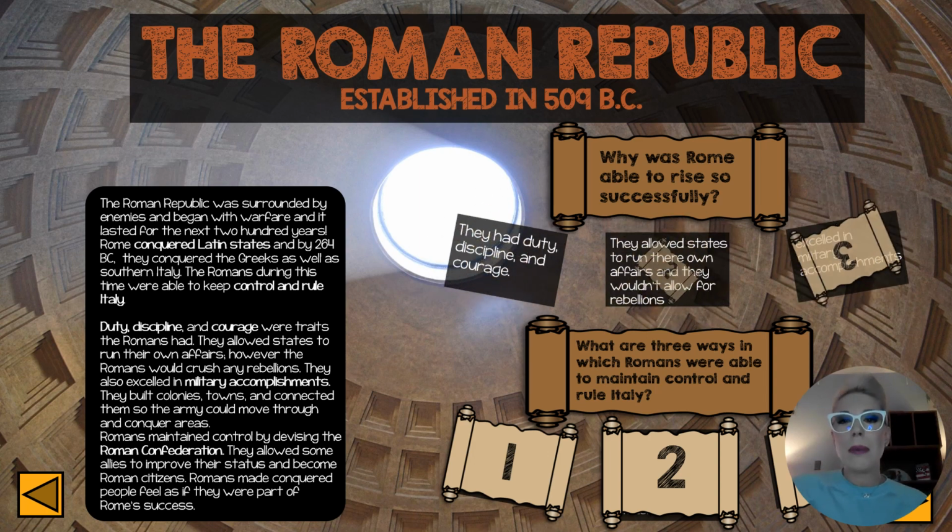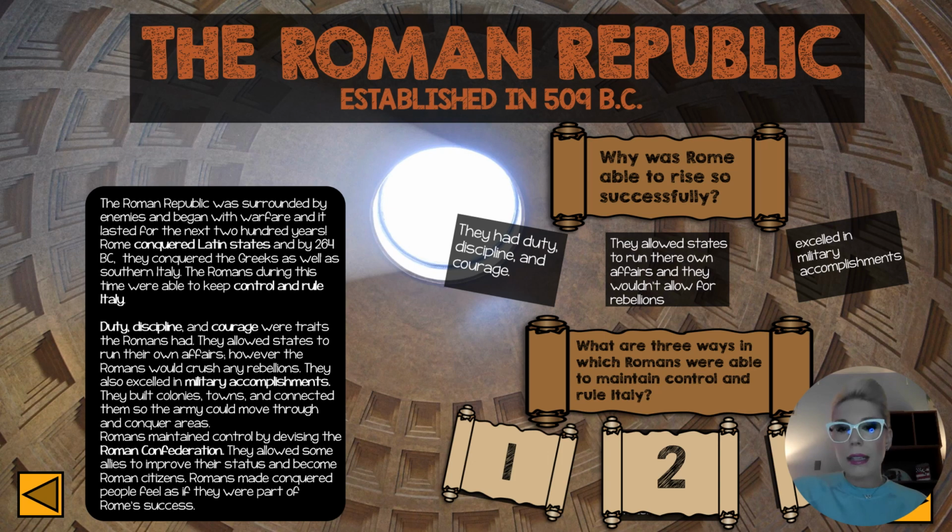So why were they able to rise so successfully? They had duty, discipline, and courage, that innate trait that you cannot be taught, and that's the drive. They allowed states to run their own affairs, and they wouldn't allow for rebellion. So it's like, hey, if you're going to rebel, we're going to kill everybody here. And they excelled in military accomplishments. You don't grow as large as the Roman Empire without being held to a high standard and having those accomplishments and a wonderful and strong military.